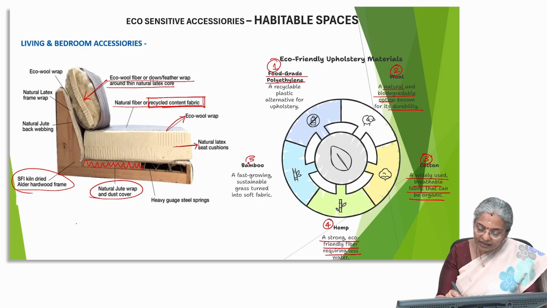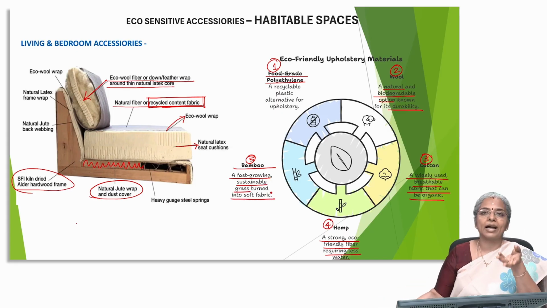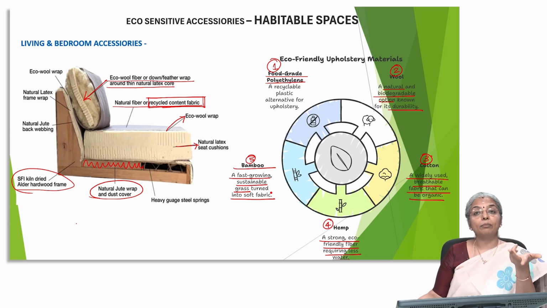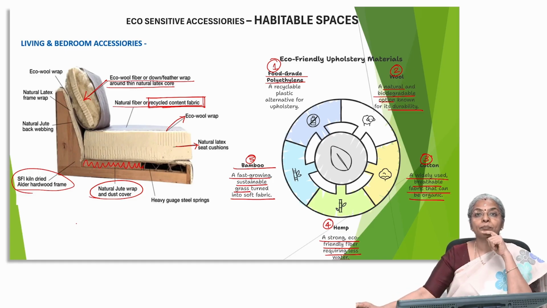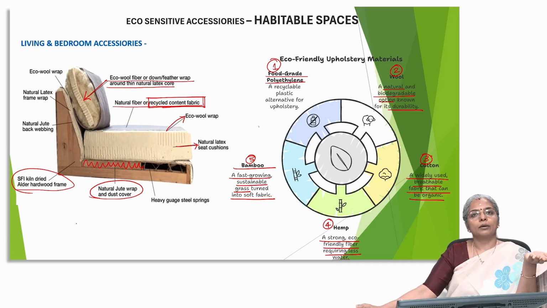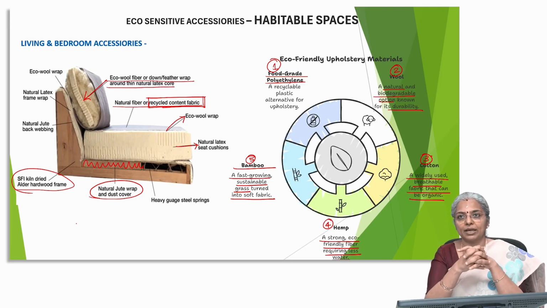Bamboo is another material that can be used because it is fast growing, it's a sustainable grass which can be turned into soft fabric. You also have these days bamboo fiber fabric, like saris can be bamboo fiber, and we can use the bamboo fiber cloth for upholstery. So these eco-friendly furnitures avoid a lot of harsh products and the use of dangerous chemicals.